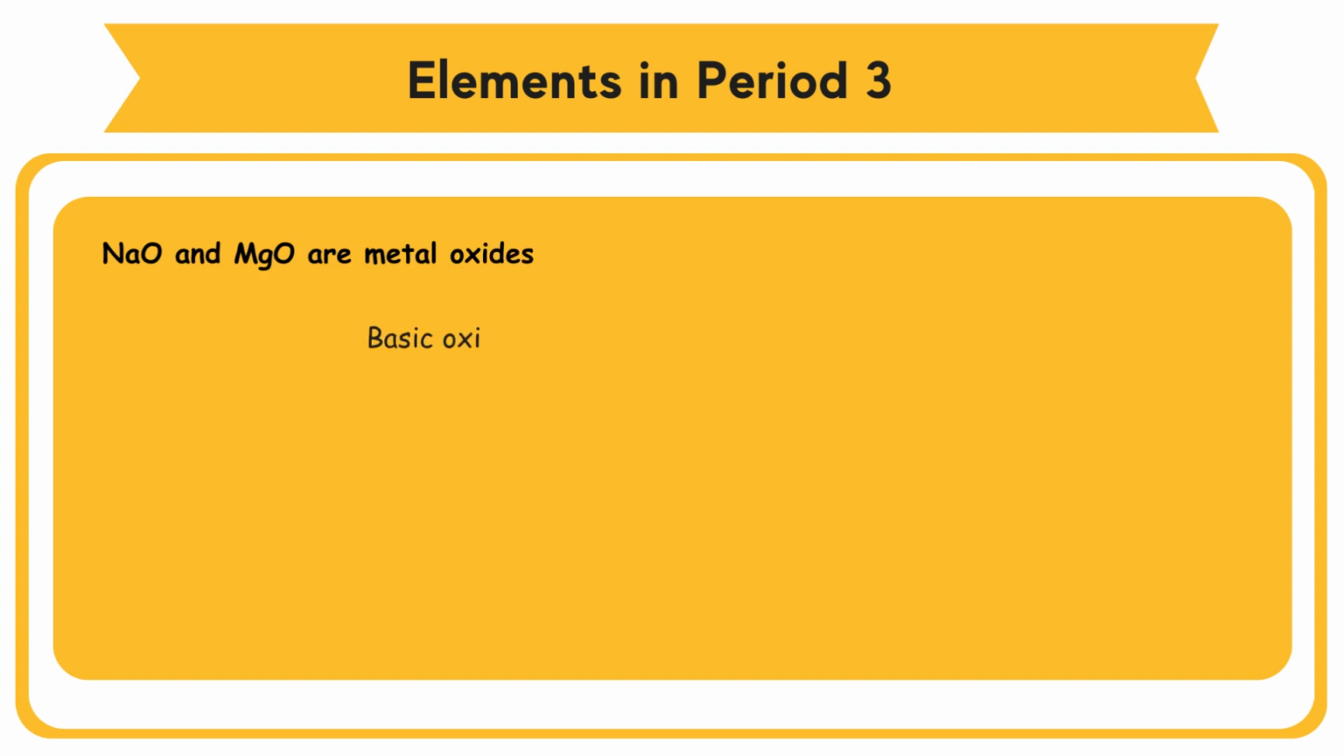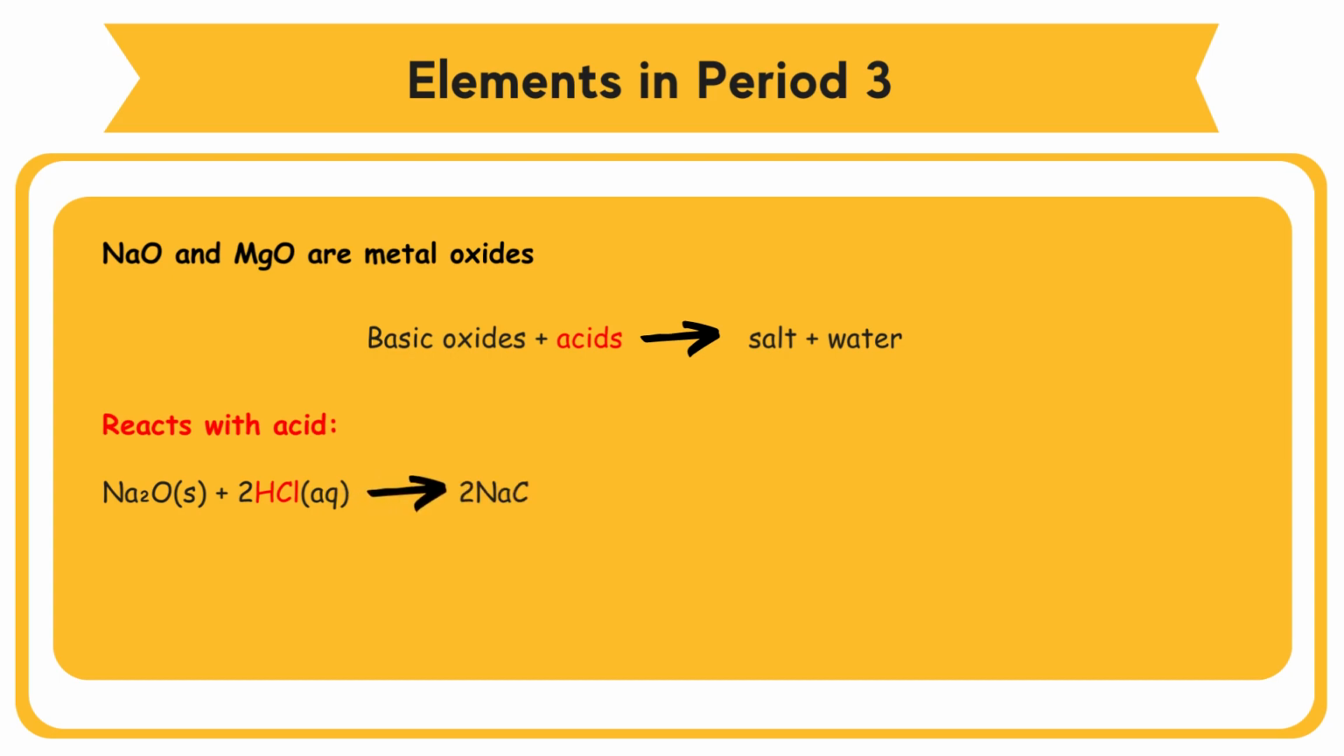Basic oxides are the metal oxides, which are able to react with acids to produce salt and water. Reacts with acid: Na2O reacts with 2HCl to become 2NaCl and H2O. MgO reacts with 2HCl to become MgCl2 and H2O.